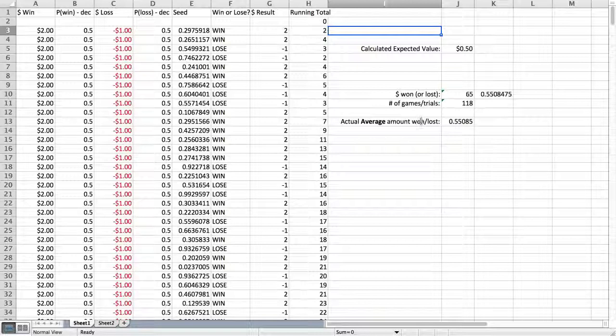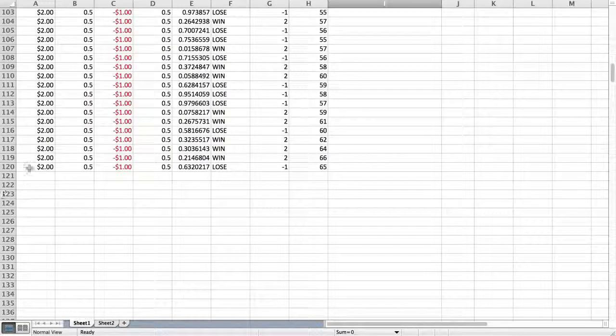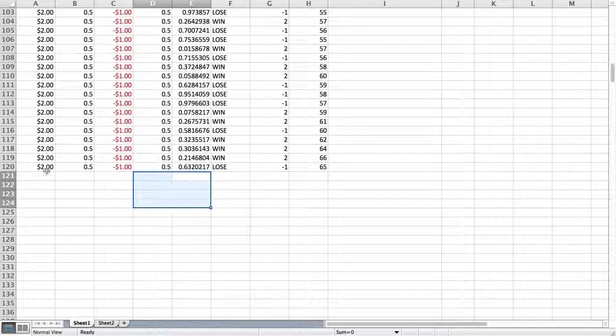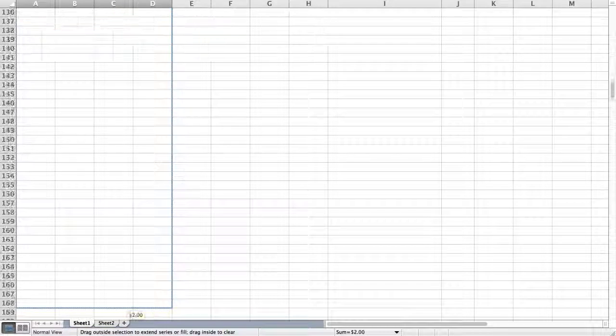The more times we play, the closer that average value will come to 50 cents. If I go down here and I grab these again, and we play about 1,000 games, and please excuse the video for a second while I fill this down to approximately 1,000 games. This is going to take a little bit of time. As a matter of fact, I am just going to skip, and I'll be back in just a second.